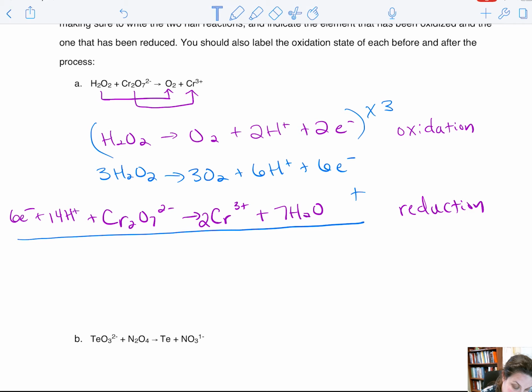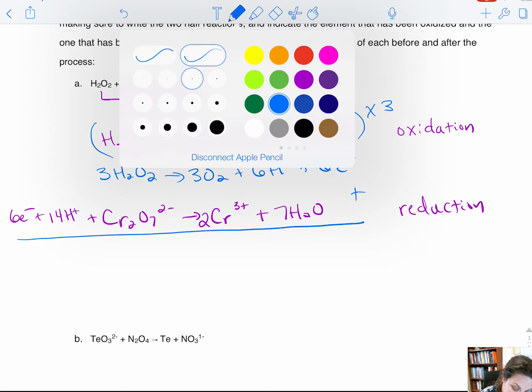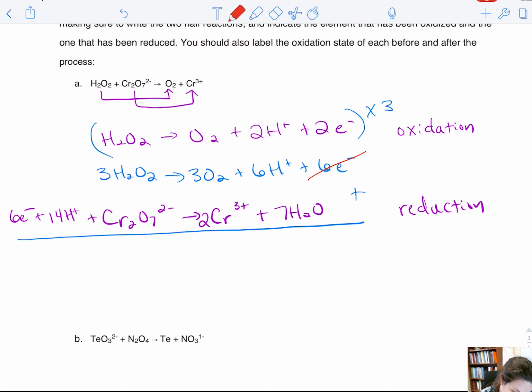We cancel out anything that is the same on both sides. So we have 6 electrons here, 6 electrons here. We have 6 H pluses. We have 14 here, so this would leave us with 8 H pluses here. And that will cancel everything out. Now we add them together.